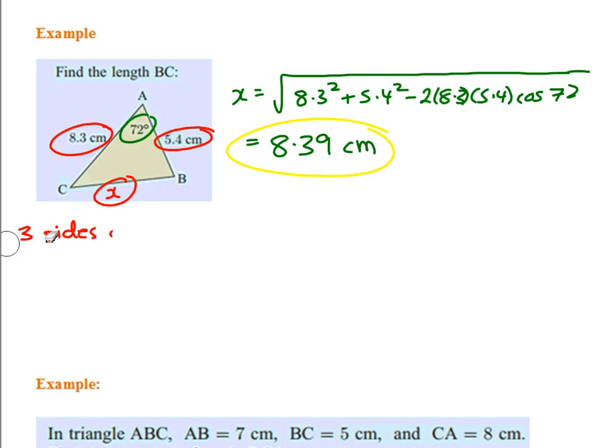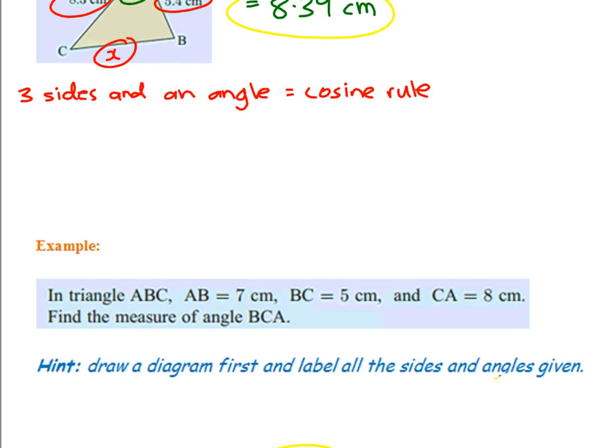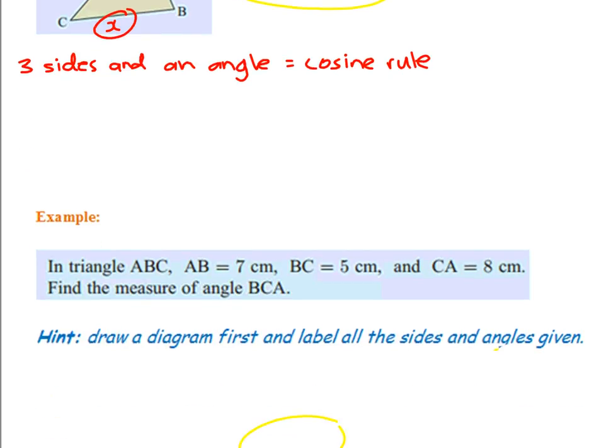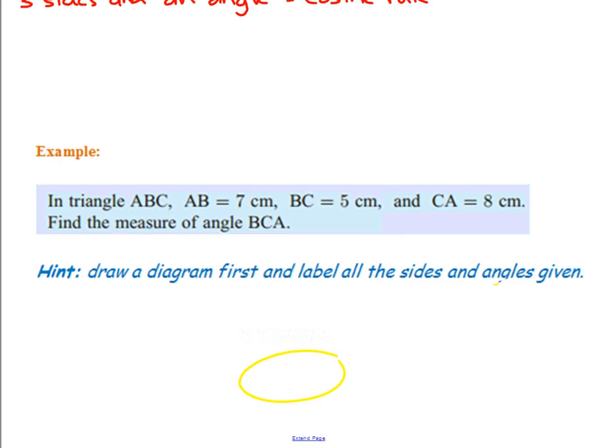And so a little reminder of why we use the cosine rule as opposed to the sine rule. 3 sides and an angle means cosine rule. Whereas remember, sine rule means angle, opposite side, angle, opposite side. That's how you know. Another little example here. In triangle ABC, so we haven't drawn it for you, AB is 7, BC is 5, and CA is 8. Find the measure of angle BCA. Hint, draw the diagram first and label all sides and angles given.